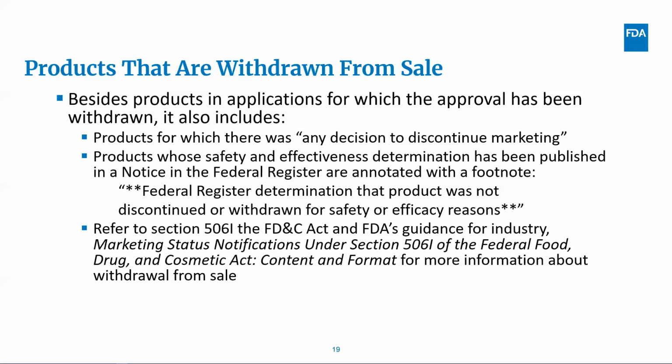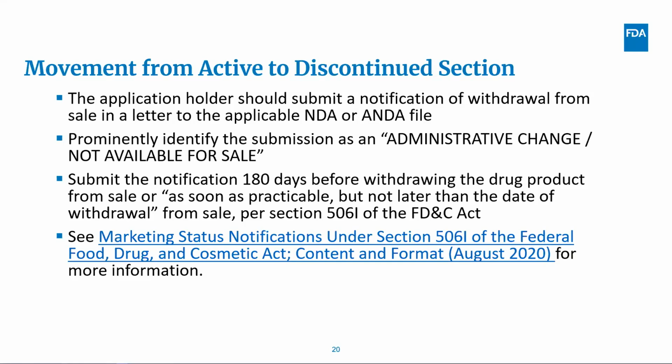If you have more questions about products that are withdrawn from sale, you can refer to Section 506I of the FD&C Act or FDA's Guidance for Industry Marketing Status Notification. How are products moved from the active to the discontinued section? SABRA will move products from the active to discontinued section based on a letter that the application holder submits to their applicable NDA or ANDA file. The letter should be prominently identified as administrative change / not available for sale, and the notification should be submitted 180 days before withdrawing the product or as soon as practicable.